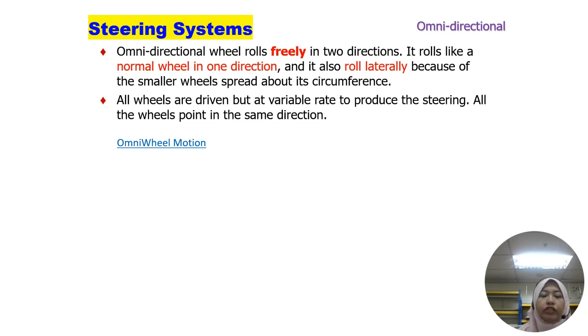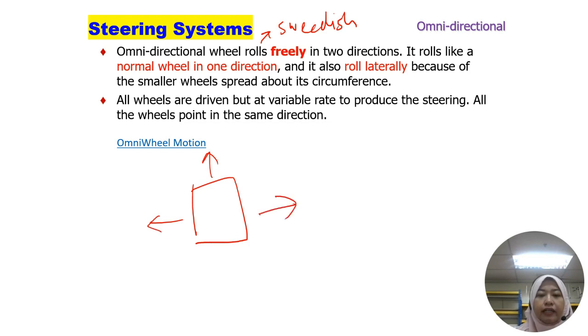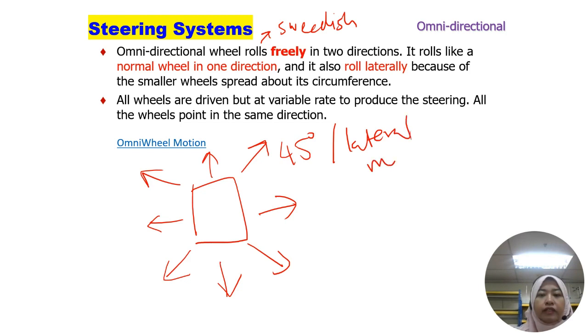So kalau omnidirectional wheel ni yang menggunakan Swedish tayar yang tadi tu, yang special tu. So pergerakan robot tu kalau menggunakan Swedish tayar ni, dia boleh bergerak ke hadapan, ke kiri, ke kanan, ke belakang, dan dia juga boleh bergerak dalam bentuk lateral movement. Okay, maksudnya 45 degree ataupun lateral movement. Sebab tu kita namakan dia sebagai omni. Okey, dia boleh bergerak dalam banyak direction lah.